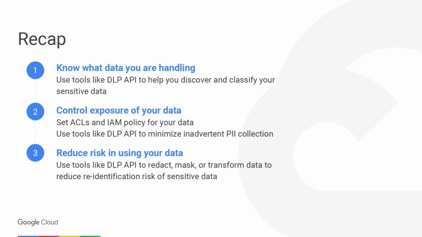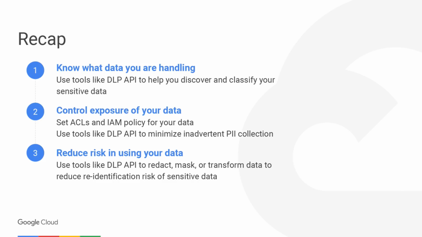That's the last example. And just to recap what we've talked about here, the key things are knowing what data you're handling. You want to protect your data. You want to follow things like least privilege and need to know. First off is know the data you're handling. Use tools like the DLP API to help discover and classify your data. And then make sure you control exposure of your data. Set access control and identity and access management policies.